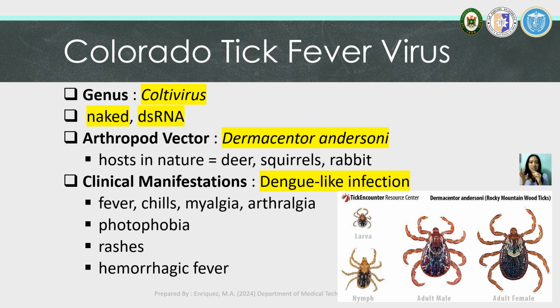Eventually, this infection could progress to hemorrhagic fever. Okay? So, pwede ring magtuloy-tuloy yung infection, magkaroon ng hemorrhagic fever yung pasyente. The rashes may also be similar to those that we see during dengue cases. Okay? So, magkahawig daw po yung rashes na nakikita natin during coltivirus infections and yung rashes from those that are infected with dengue.